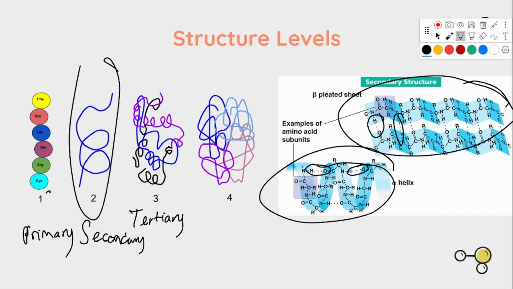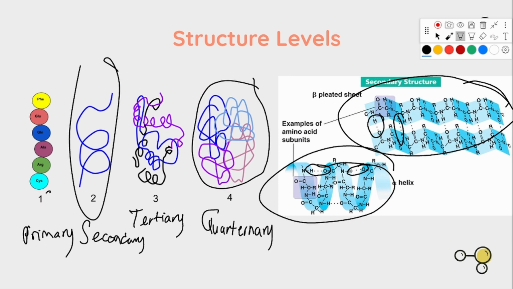The final protein structure, and most complex, is what we call the quaternary structure. The quaternary structure forms when multiple peptide chains form together to form the final protein. Now, not all proteins will have this level of complexity, but we can generalize this as the final form of the protein's 3D structure.